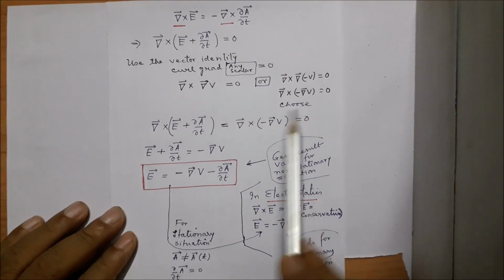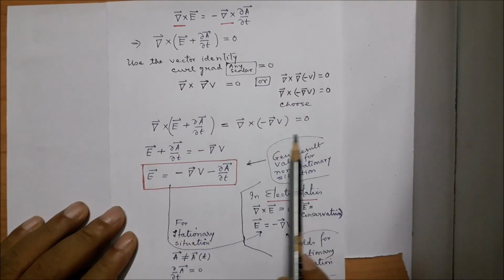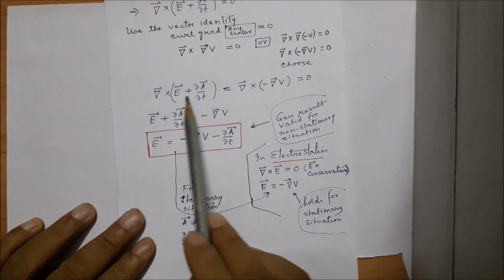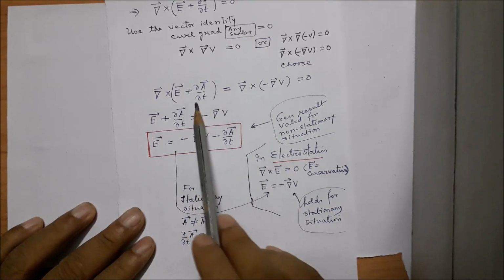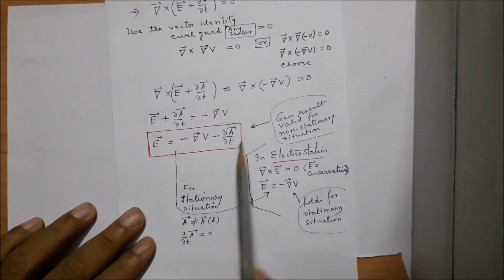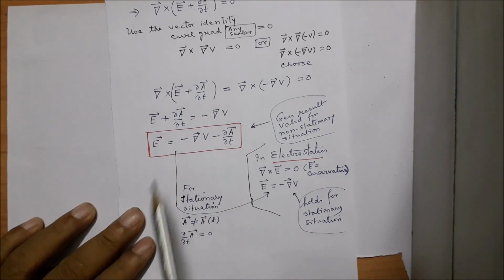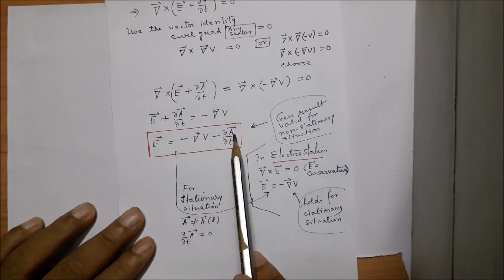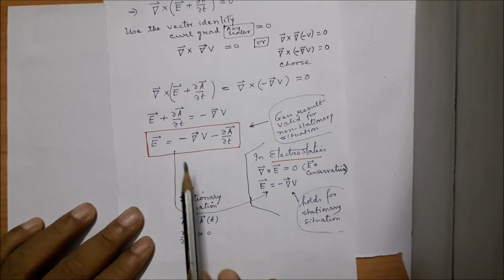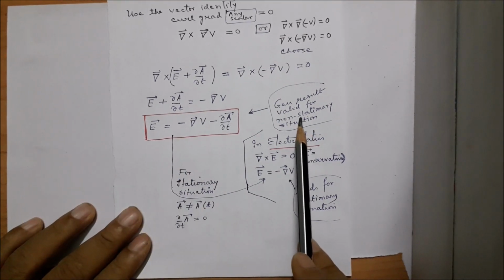So if we make this choice, we end up with this equation, and therefore here we have curl, here we have curl. So these two can be compared, and therefore we end up with this relation. So we have E equal to minus grad V minus del A del T. Now this is a general result which is valid for non-stationary situation.